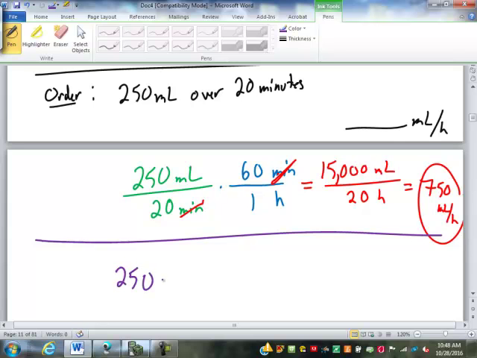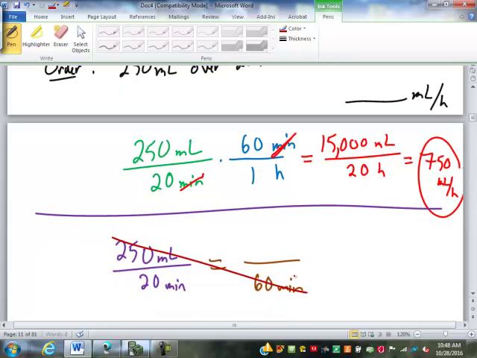Because you could look at it like this, 250 milliliters per 20 minutes. And you could set that equal to, we know that 1 hour is 60 minutes. So converting this to milliliters per hour, you're just converting it from 20 minutes to 60 minutes. And with that, you could cross multiply and divide. 250 times 60 divided by 20 would give you 750 milliliters per 60 minutes, or 750 milliliters per hour.